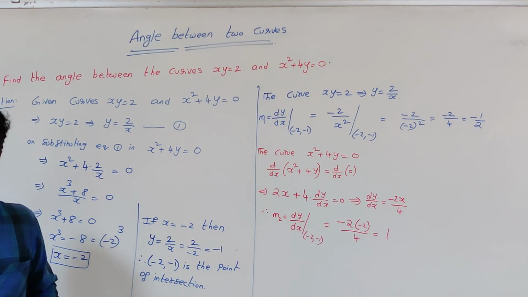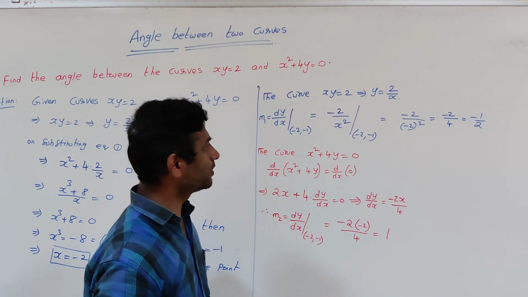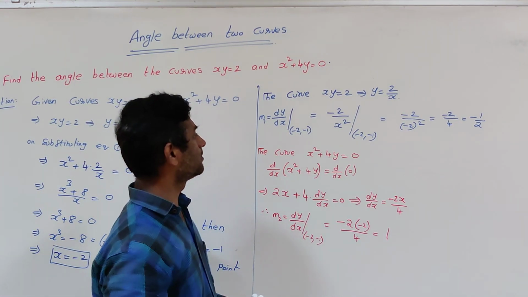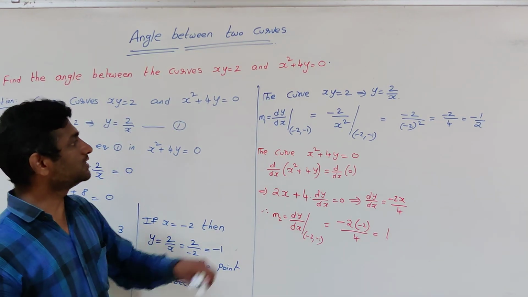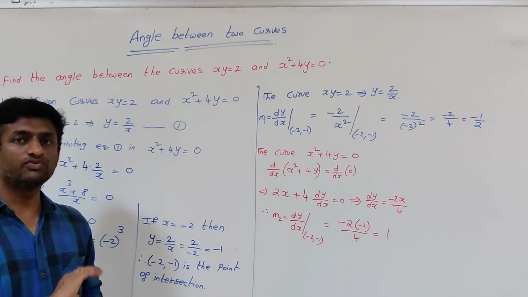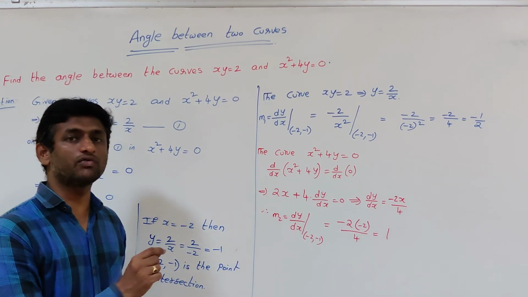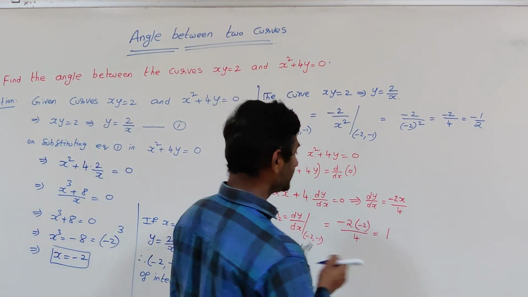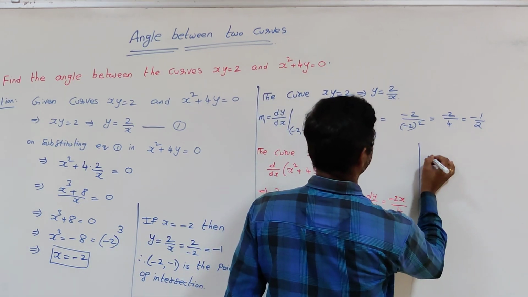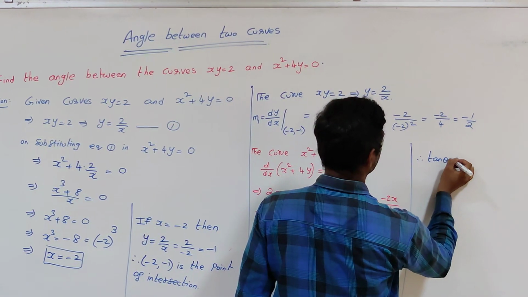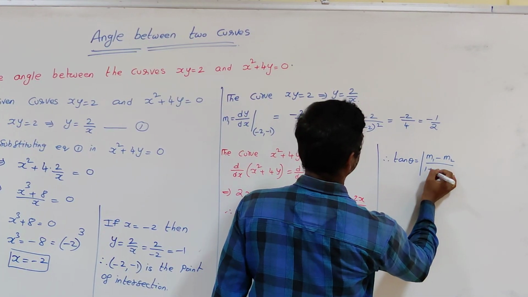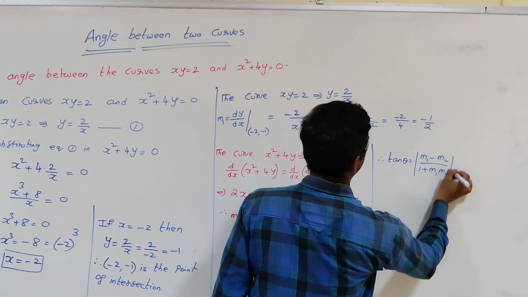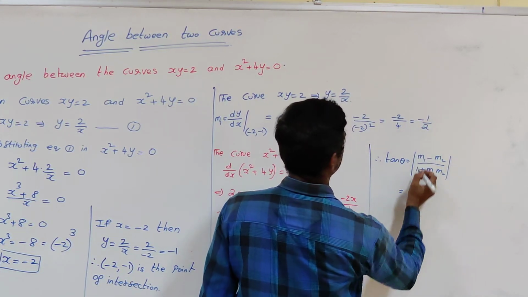So the slope of the first curve is minus 1 by 2 at minus 2 comma minus 1, and the slope of the second curve is 1. So these are the two slopes of the respective curves at the point of intersection. So what next? Tan theta. Therefore tan theta is equal to modulus of m1 minus m2 by 1 plus m1 m2.